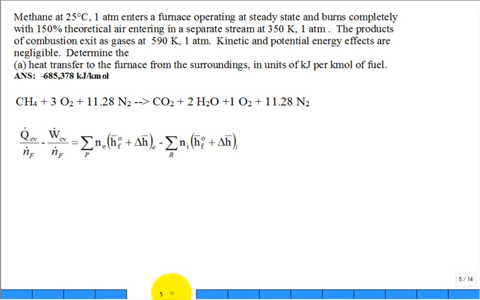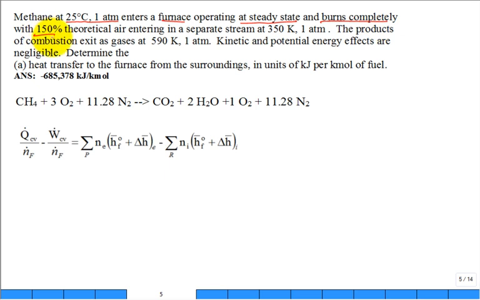So this is a problem. It reads, we have methane at 25°C, 1 atm. That's the standard conditions. That's nice. It enters a furnace at the standard condition. It's not coming in really hot or really cold. Standard conditions coming in. Operating at steady state. We don't analyze any furnaces that are not at steady state in this chapter. It's all steady state. It burns completely, so there's complete combustion.